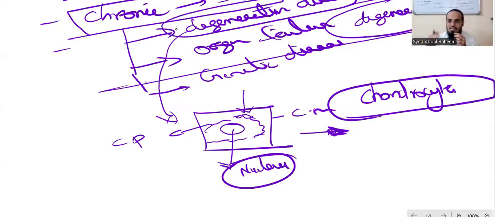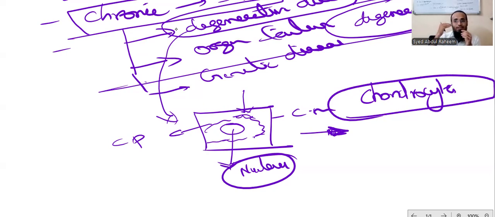If the cell nucleus is damaged, what do we call it? We call it organ failure. The information from the cell comes from the nucleus. If it is not coming, so what happened?